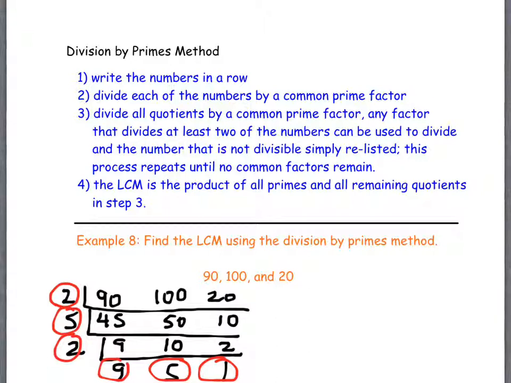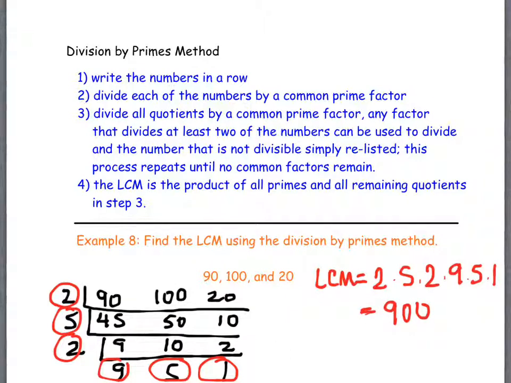So you're done with this division by primes when all of the numbers on the bottom have nothing that is going to divide any two of them. Nothing in common any longer. So your least common multiple here is 2 times 5 times 2 times 9 times 5, and then technically times the 1. Somebody multiply that out for us and let me know what you get. You do get 900 again. Any question on that one?